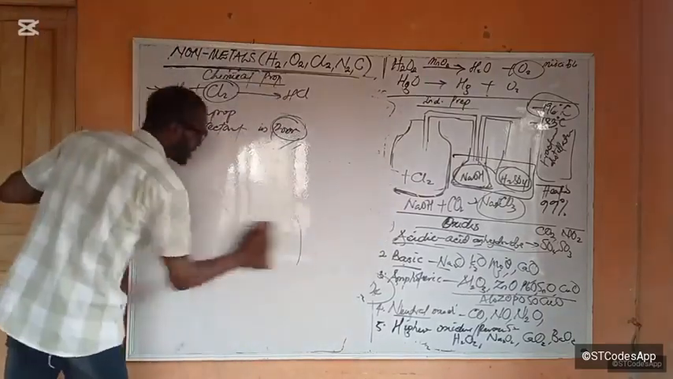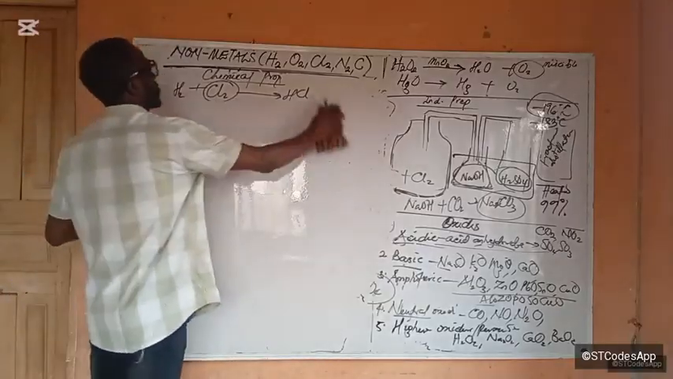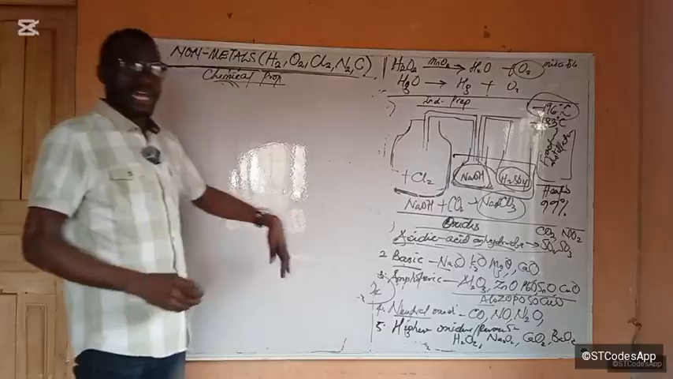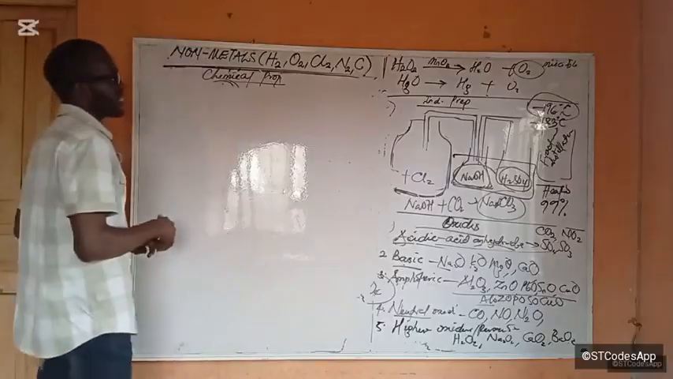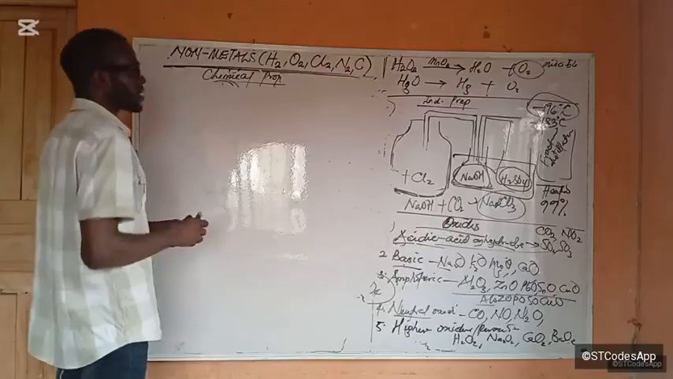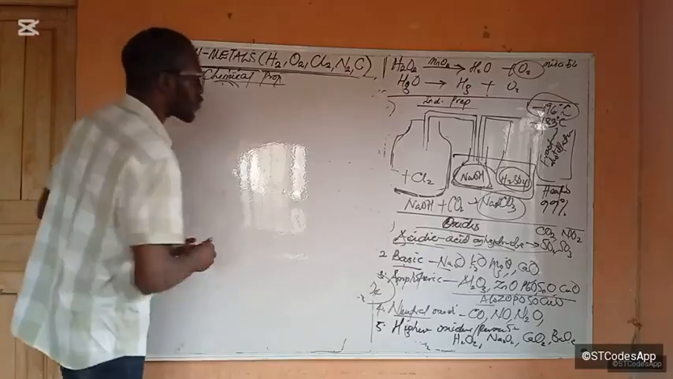Now let's quickly talk about how it can displace its lower members. Chlorine will displace bromine, bromine will displace iodine, you understand like that. Now, another thing you should know is the test for chlorine.